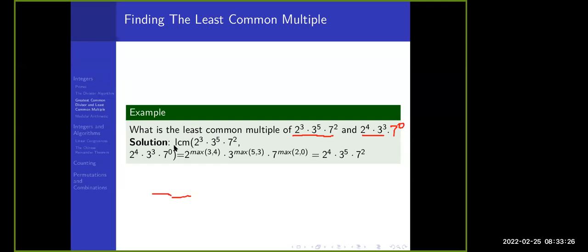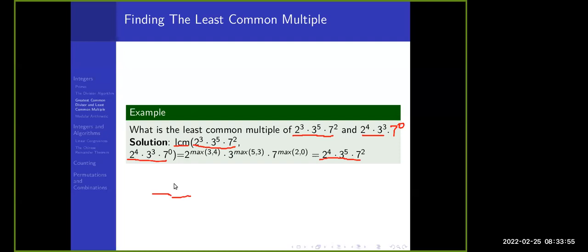For these 2 numbers, the LCM, this is the abbreviation for least common multiple, is 2 raised to the maximum of 4 and 3, 3 raised to the maximum of 5 and 3, and 7 raised to the maximum of 2 and 0. And that becomes 2 raised to 4, 3 raised to 5, multiplied by 7 squared.